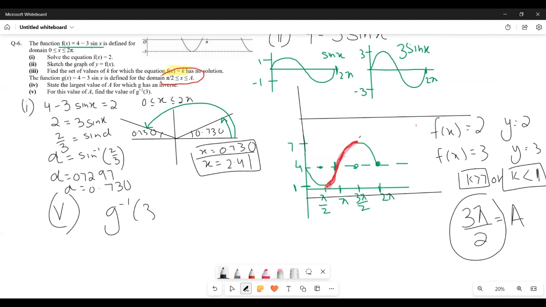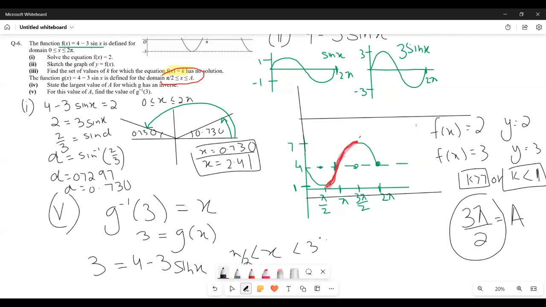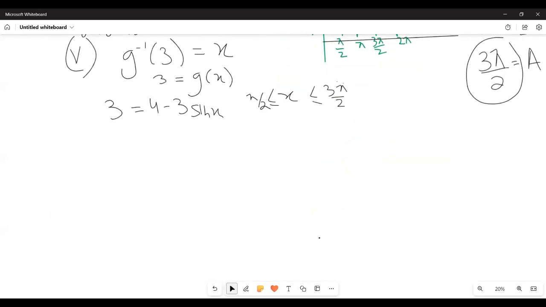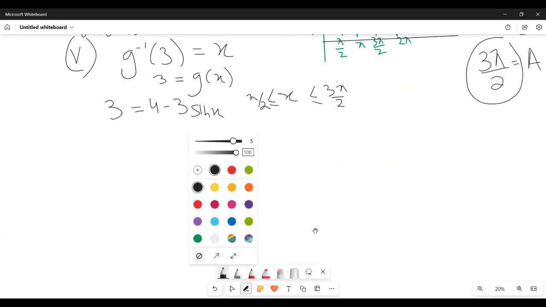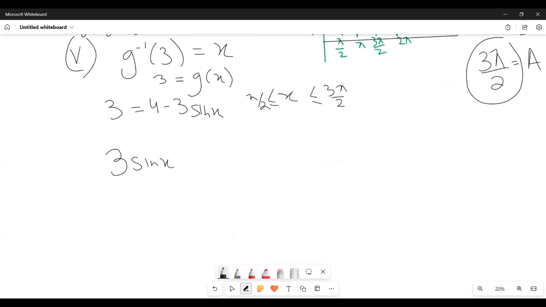g inverse of 3 equals x. You have to find the value of x. You're finding g inverse of 3. I'm going to send g inverse to the other side so that it becomes g(x) equals 3. And what is g(x)? 4 minus 3 sin x, where x is between pi by 2 and 3 pi by 2. Now we solve this. 3 sin x equals 1. Sin x equals 1 by 3. Alpha equals sin inverse 1 by 3.